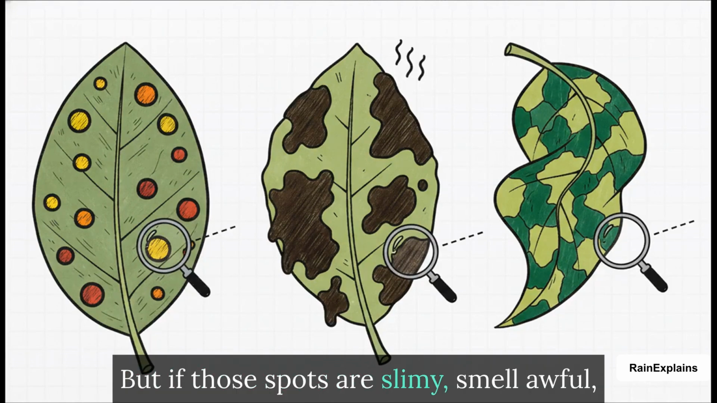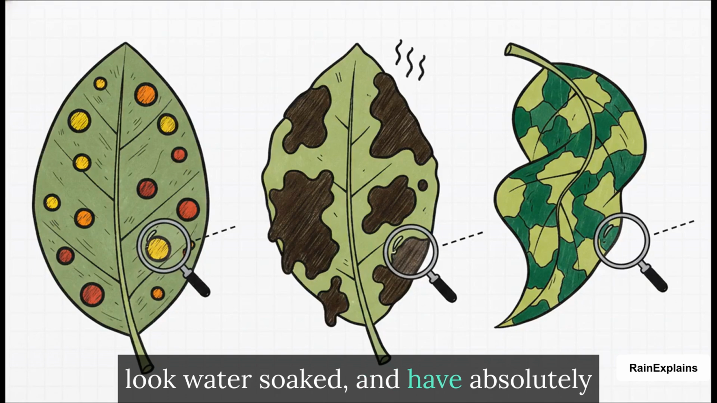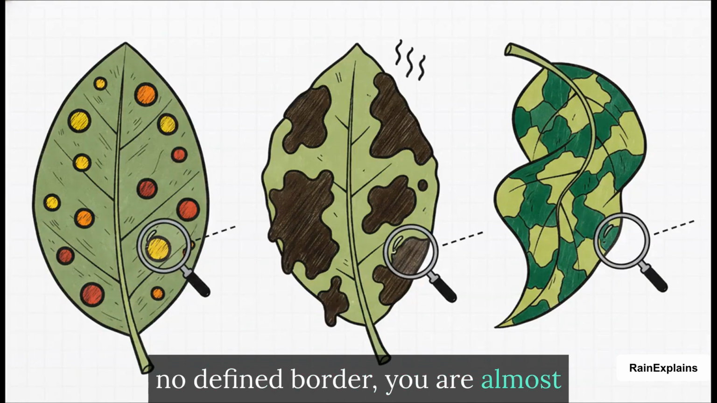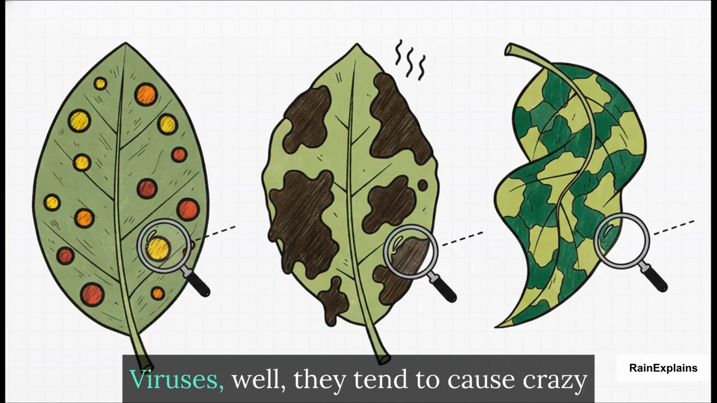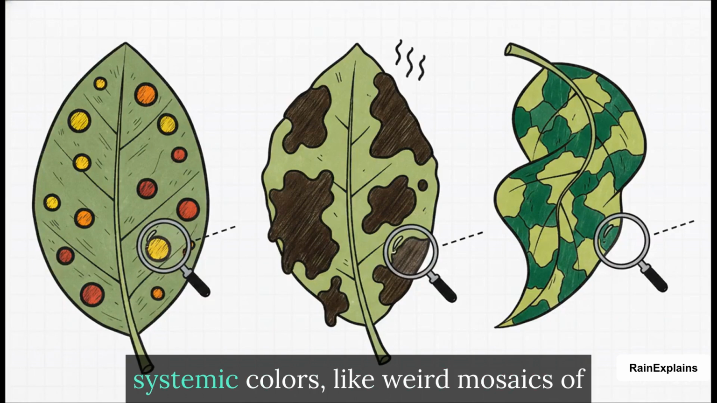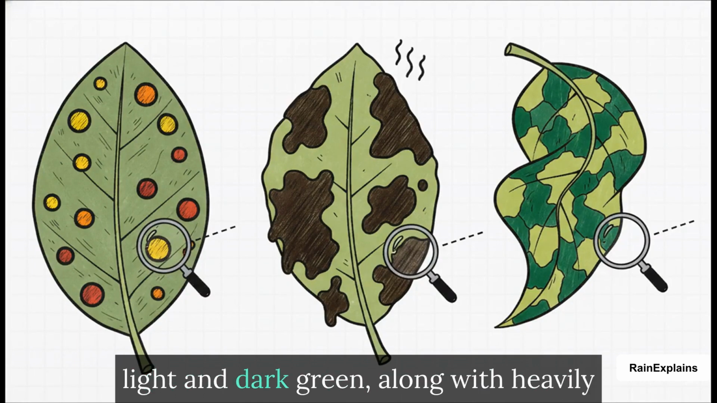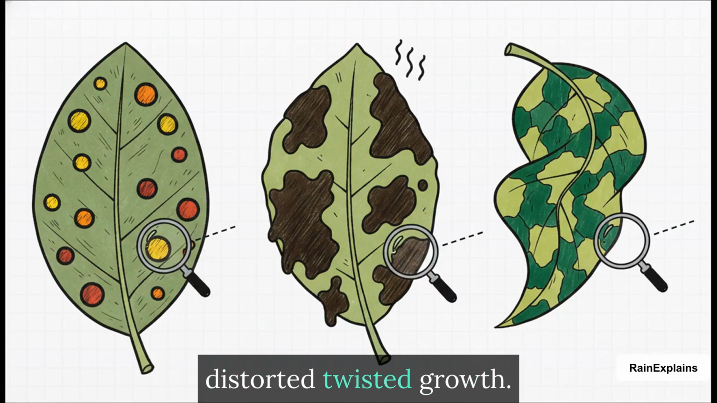But if those spots are slimy, smell awful, look water-soaked, and have absolutely no defined border, you are almost certainly dealing with bacteria. Viruses, well, they tend to cause crazy systemic colors, like weird mosaics of light and dark green, along with heavily distorted, twisted growth.